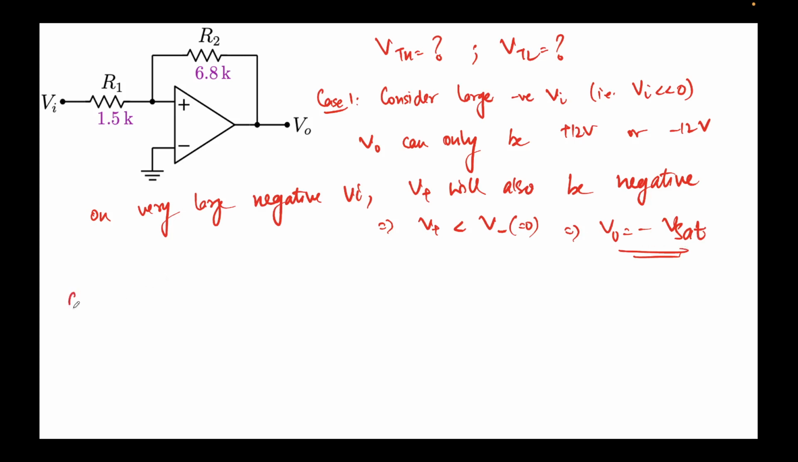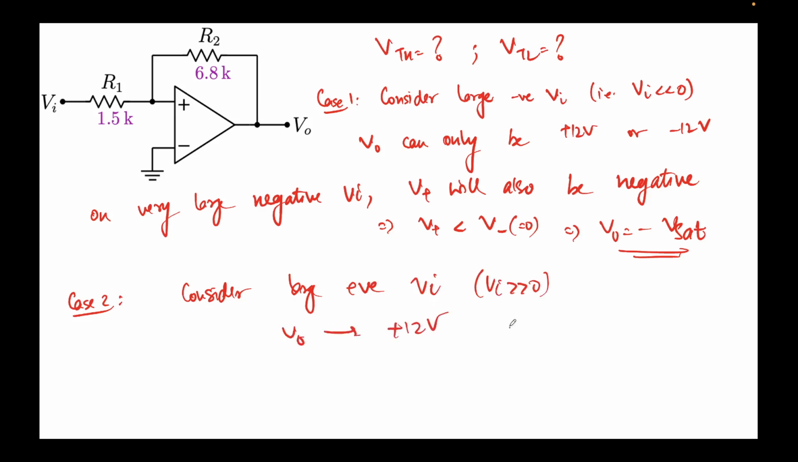And similarly, I'll draw a similar case 2. In case 2, consider large positive Vi, that is Vi greater than 0. Again, V naught can be plus 12 or minus 12 volts, and this would mean V plus will be in the range of, this is very large positive, let's say maybe 100 volts, right? So this can be between 12 to 100 volts, and this will be minus 12 to 100 volts.